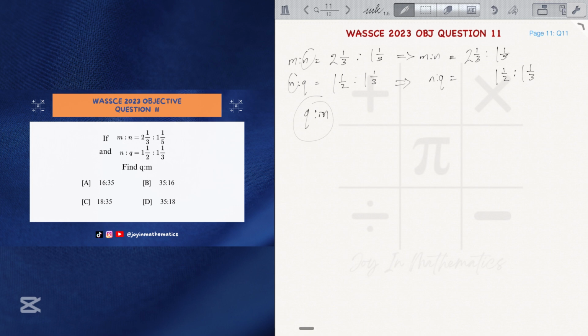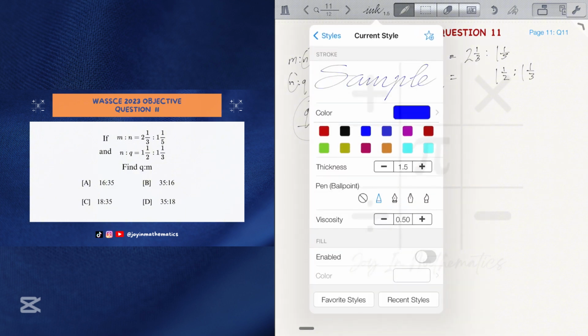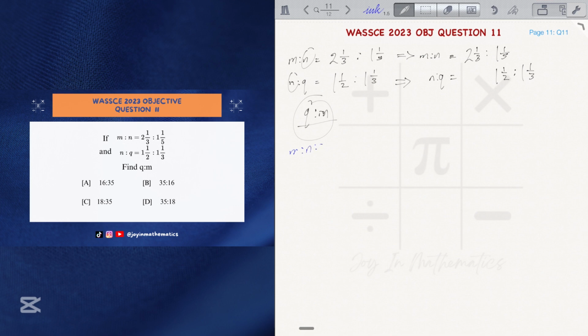To get q ratio m, we have to ensure that these two values of n are equal. If the two values of n are equal, then we can have the values of m and q, and from the values of m and q, we will have q and m. So first we have to look for the value of m ratio n ratio q. How do we solve this? We solve this by ensuring that these two values are equal.